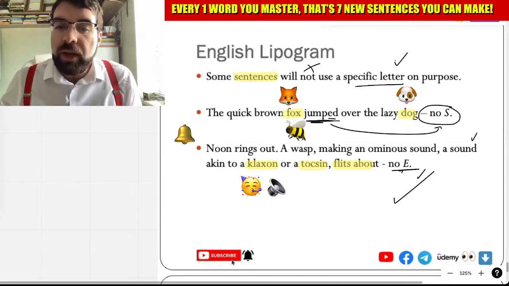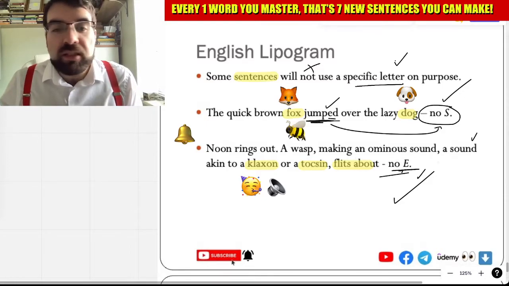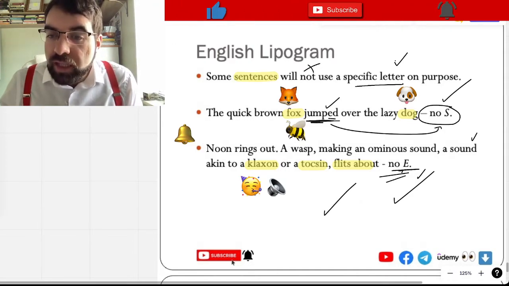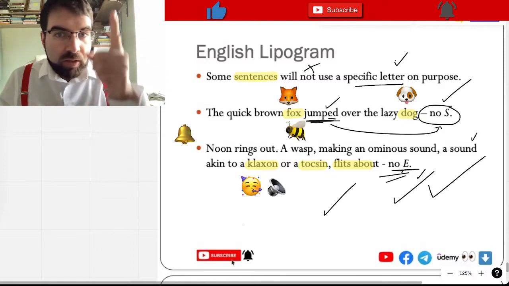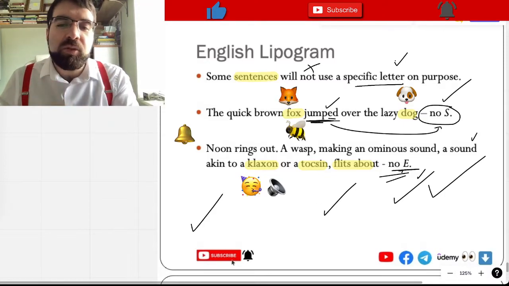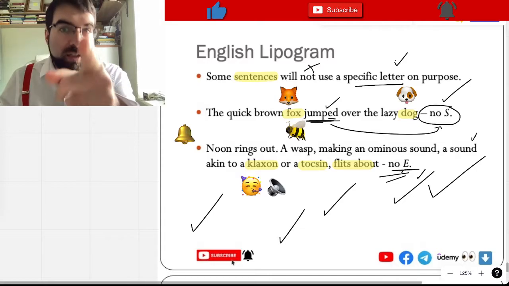Yeah. No S. The quick brown fox jumped over the lazy dog. No E. Noon rings out. A wasp making an ominous sound. A sound akin to a klaxon or a tocsin flits about. No E. Yeah. So, how cool is that, language explorers? Let's keep exploring.